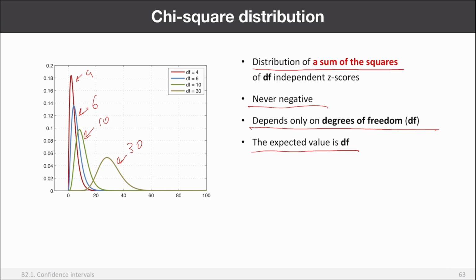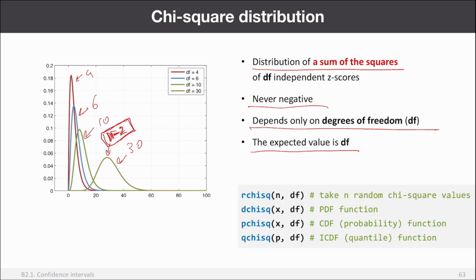So for example, if you have a sum of 30 z-scores, the expected average, the theoretical average, will also be 30. Again, as with any theoretical distribution in R, we have these 4 main functions: the function that gives you random values, the function that gives you densities, probabilities, and the quantiles, and the same idea.